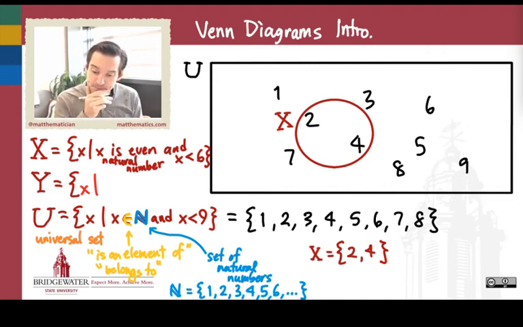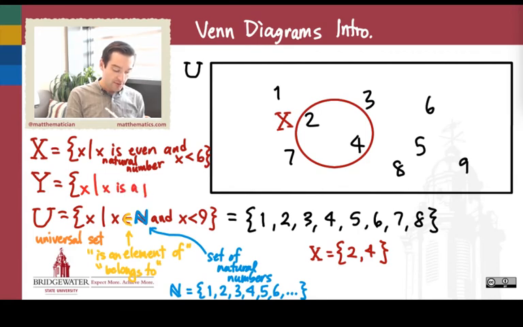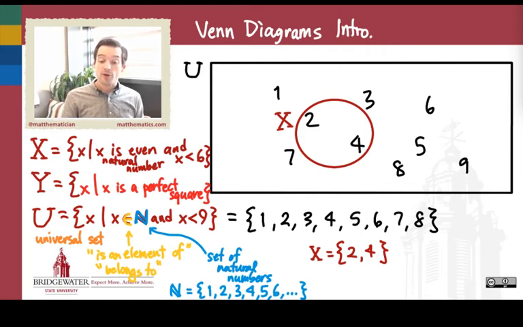We're going to let Y be the set of x's such that x is a perfect square. And what I mean by a perfect square is it's the result of multiplying an integer by itself. So, for example, 25 is a perfect square because it's equal to 5 times itself, 5 times 5.